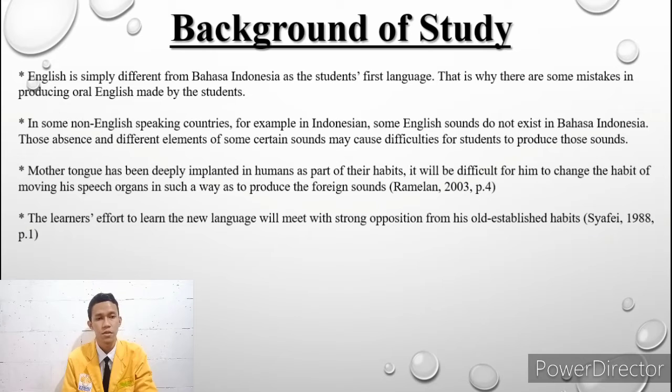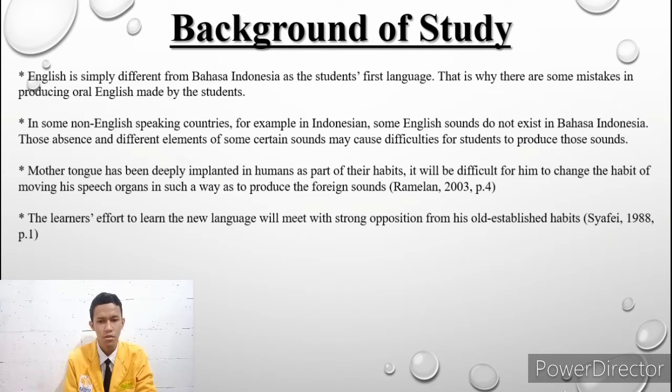the student first language. That is why there are some mistakes in producing oral English made by the student. In some non-English speaking countries, for example in Indonesia, some English sounds do not exist in Bahasa Indonesia. This absent and different element of certain sound may cause difficulties for students to produce the sound. For instance, the sound th and th.